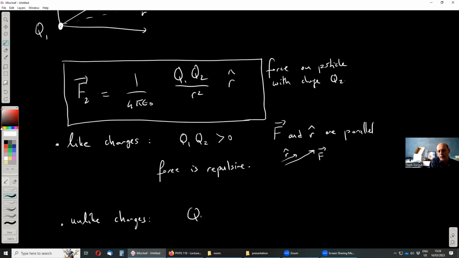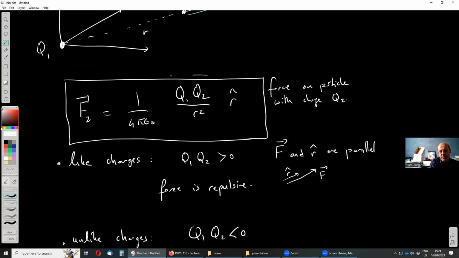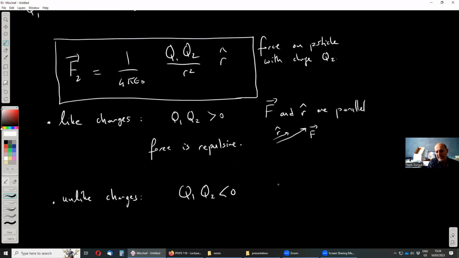the product of Q1 and Q2 is negative because one of them is negative and the other one is positive. In this case, this formula tells us that force is actually a negative number multiplied with the R unit vector, which then implies that the F and R are anti-parallel. So as a result, R is along this direction and F is along that direction.